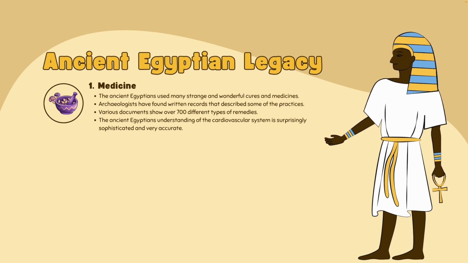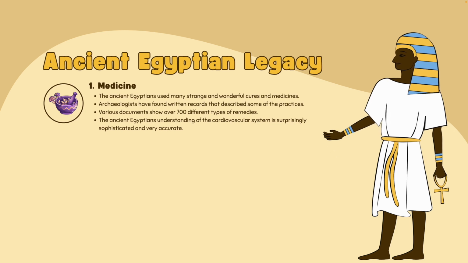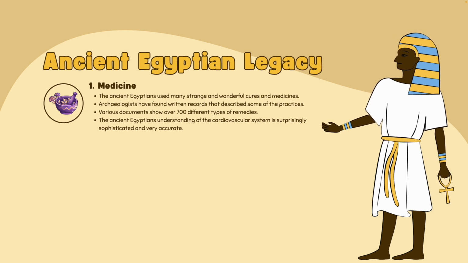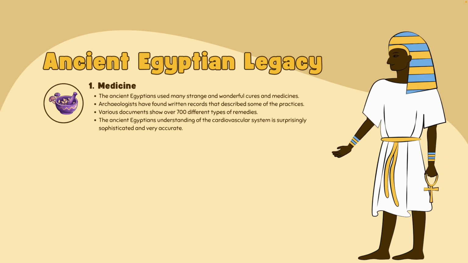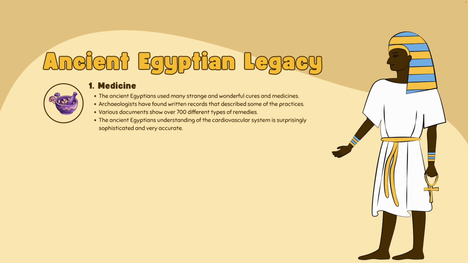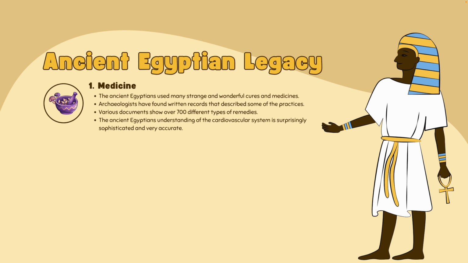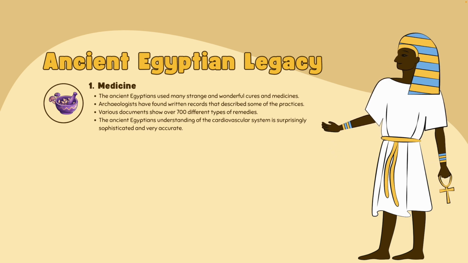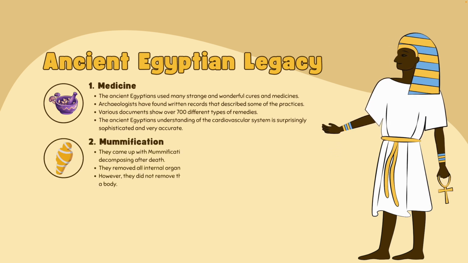And what they even found that was really, really fascinating was that the Egyptians' understanding of the cardiovascular system was very sophisticated and very accurate. And who knows what the cardiovascular system is? No, it's to do with the heart. Cardiovascular, okay? So that means that the ancient Egyptians understood how the heart works, and they understood it really, really well. 2, mummification. Anybody knows about mummies?